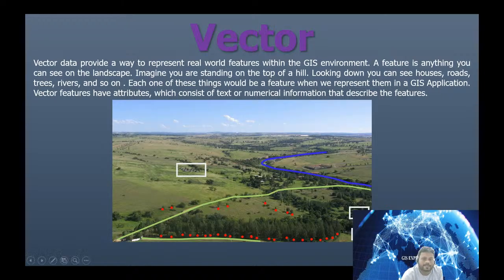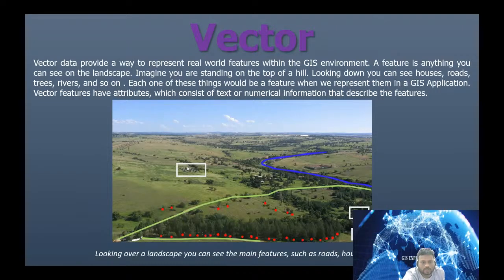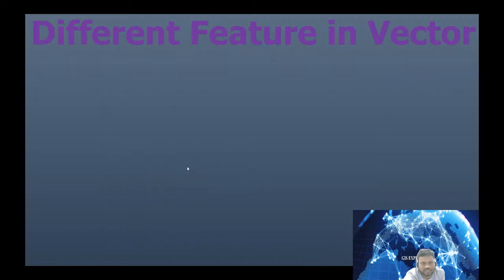So see, these are the polygon. When you are on top of the hill, you see these are some point data, I think these are the ships or man, and this is a road. These are some roads. These are the forest area polygons. I think this is a water body. So looking over a landscape, you can see the main features such as roads, houses, and trees.